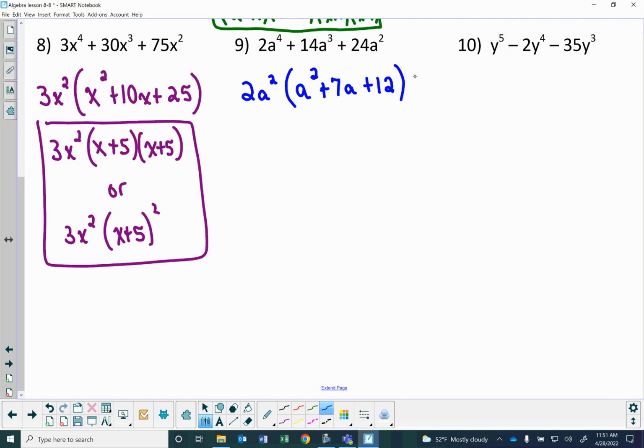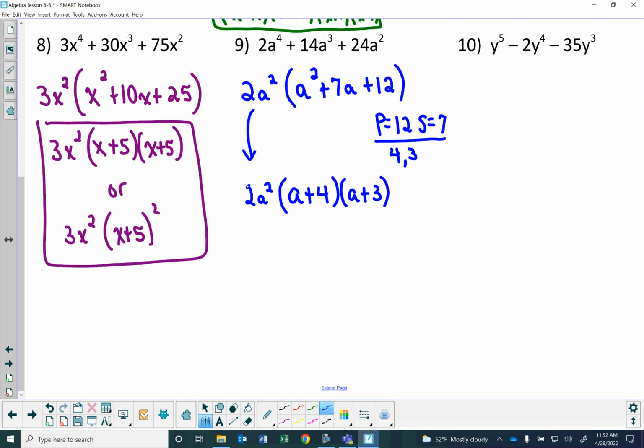That is not a perfect square trinomial. So now I'm looking for a product of 12 with a sum of 7. 4 and 3, because 4 times 3 is 12, 4 plus 3 is 7. So I have a plus 4, a plus 3, because there's no leading coefficient. And don't forget to bring down your greatest common factor of 2a squared. And I am done with that problem.